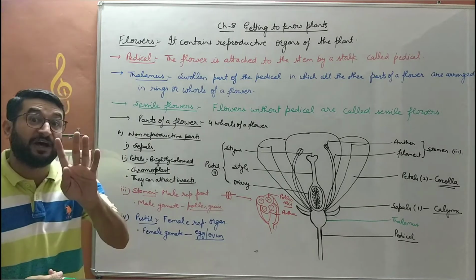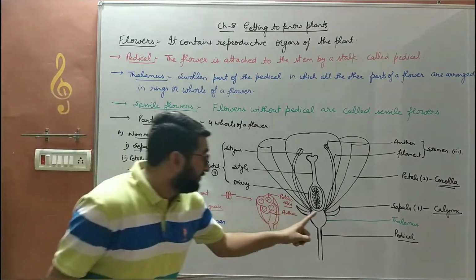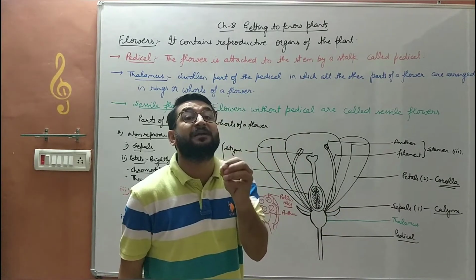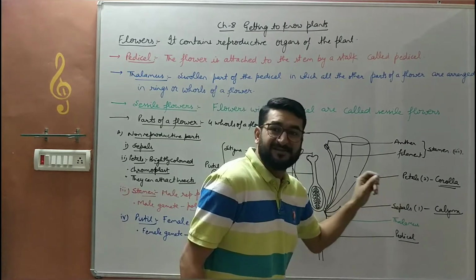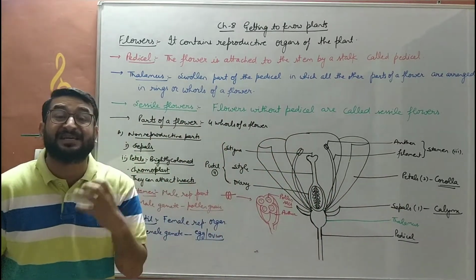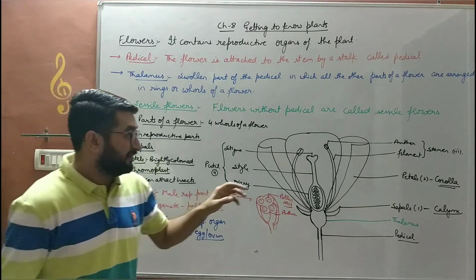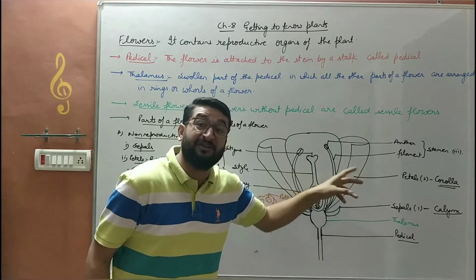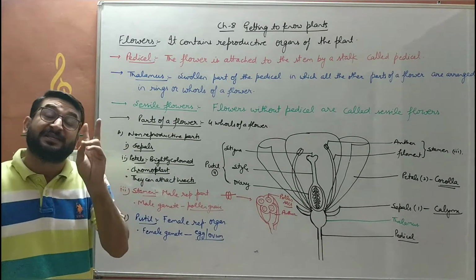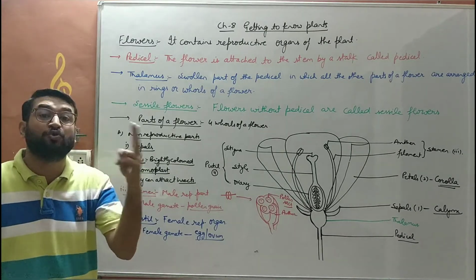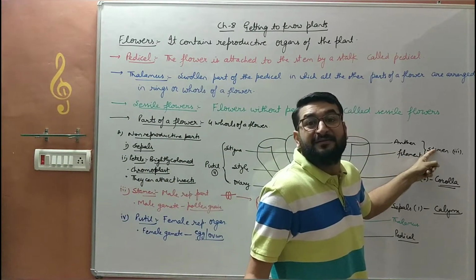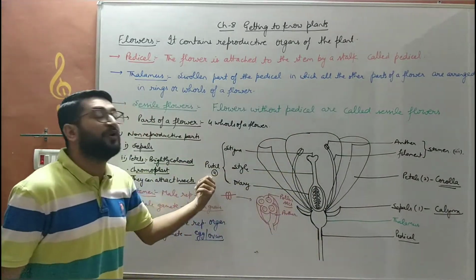There are four whorls of flower. Initially, I explained it. First one is sepals, the leaf-like structures which protects the bud in early stages. Petals, the brightly colorful structures which attract the insects for pollination. These two whorls are the non-reproductive parts, but they are major parts of a flower. The next, third and fourth, are the male reproductive organ and the female reproductive organ.